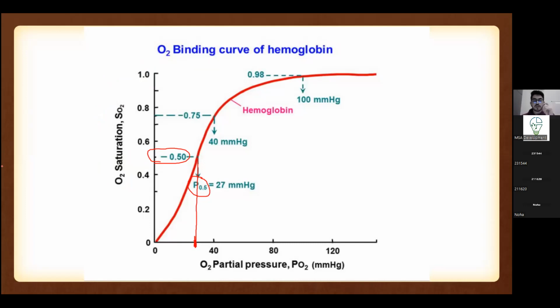So this point is very important. Usually, we have a 50% saturation at a partial pressure of 27 millimeters mercury. You need to know this 27 because we are going to use this point to know if we have a shift to the left or a shift to the right. So is it clear? Simply, P50 is the partial pressure at which we have 50% saturation.